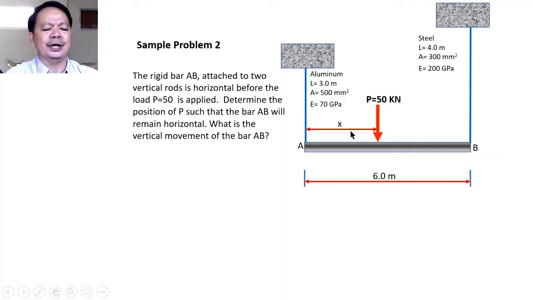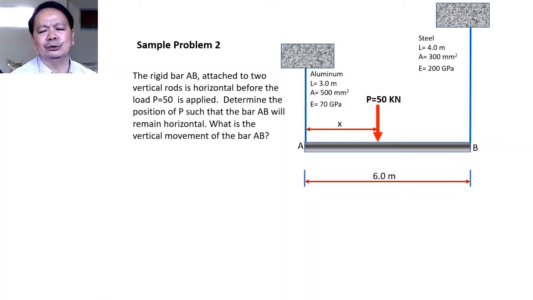At a certain point at a distance x from A, there is a 50 kilonewton load applied, and it is expected to determine what is the value of x so that this bar AB will remain horizontal. Aside from that, we are also required to determine how much is the vertical movement of AB.